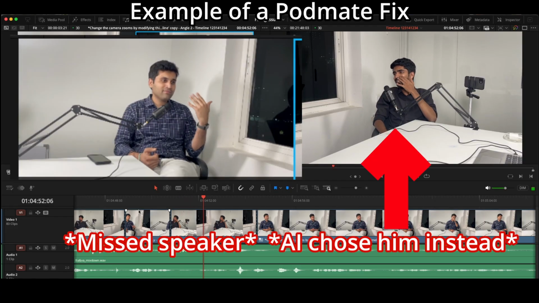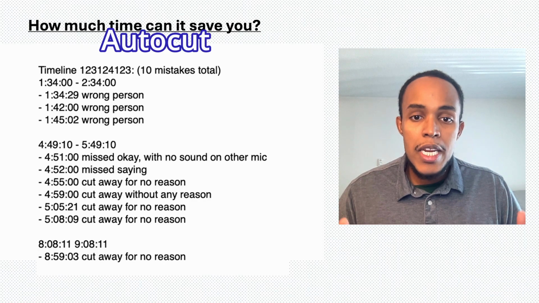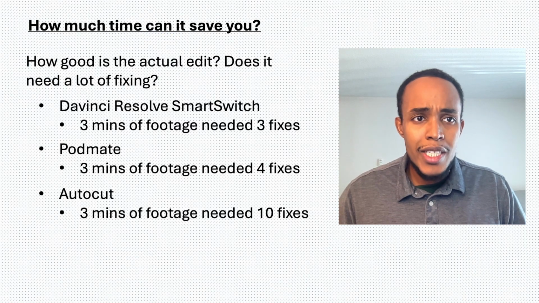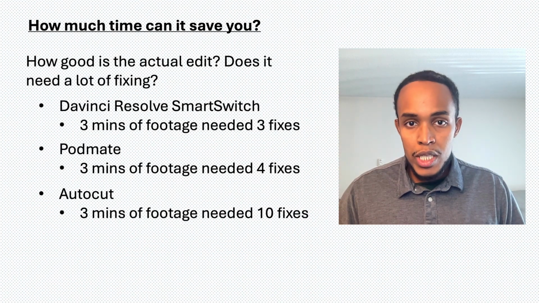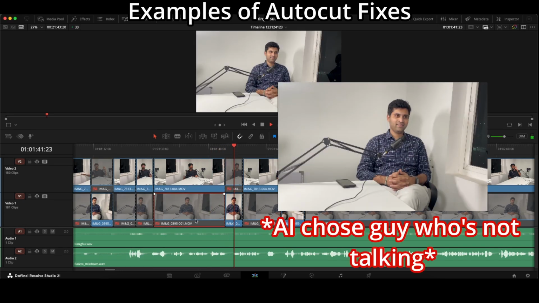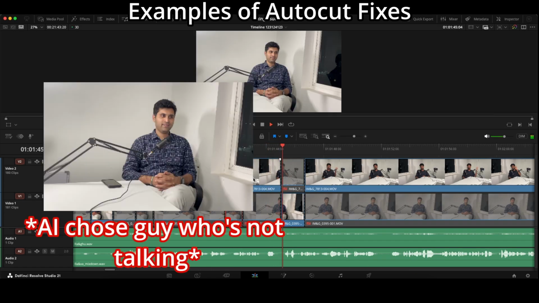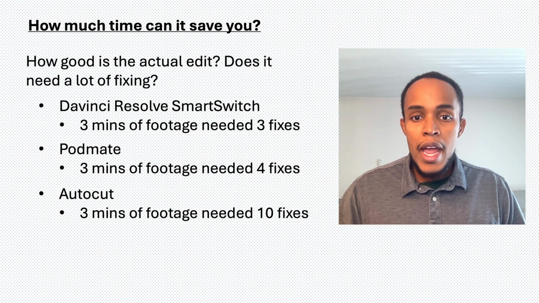So Autocut, just to put it plainly, it needed a bunch of fixes. Now the strange thing is, I turned off reaction shots, but it was still giving me reaction shots for some reason. I just consider that to be a problem, and those were things that needed to be fixed.